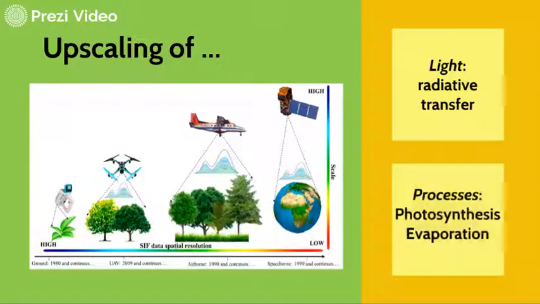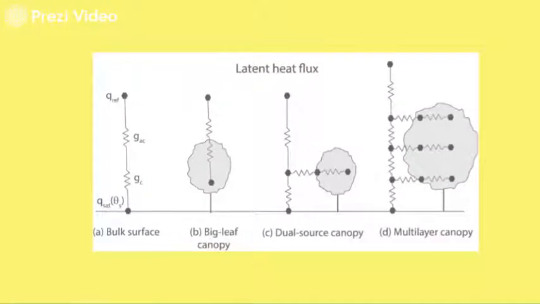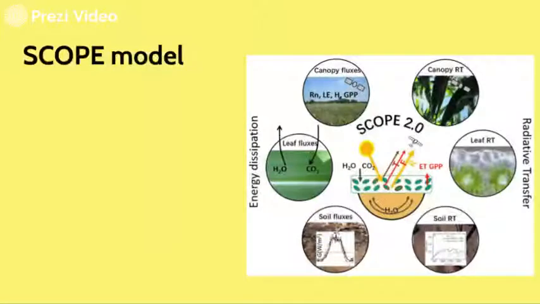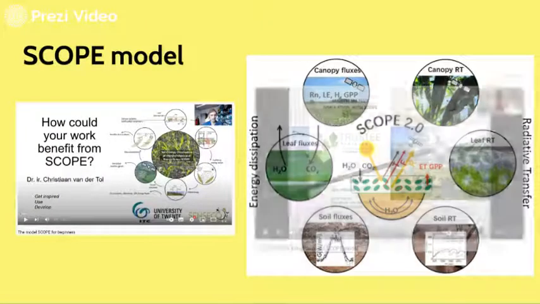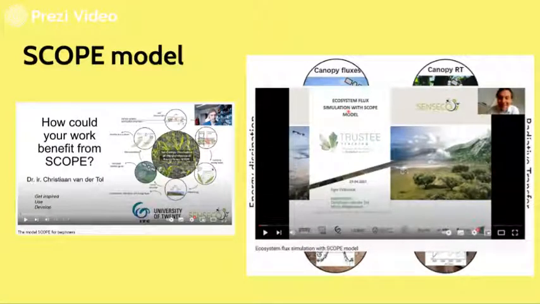But then processes, photosynthesis and evaporation, they are being upscaled in a different manner, a single leaf, two leaf, multi-layer leaf. And SCOPE model upscales not only light, but also processes. There's a tutorial from the model creator, Christian van der Tol, and also a talk from me, how to model water and carbon fluxes.